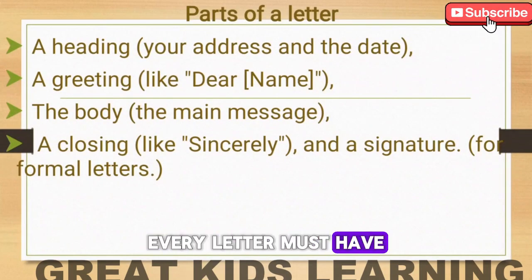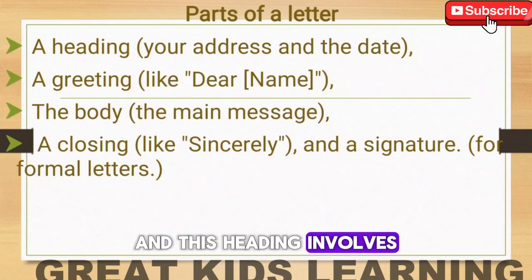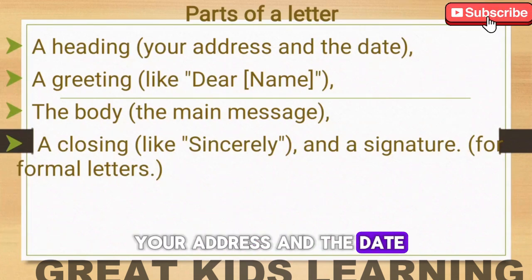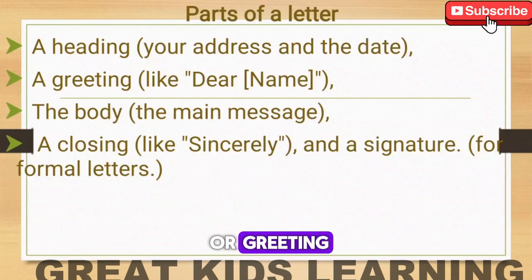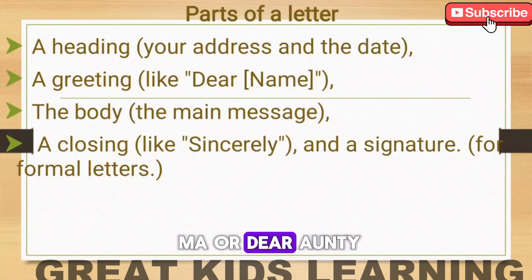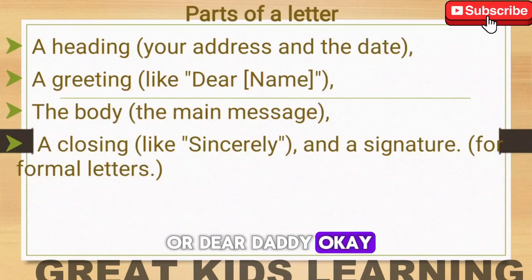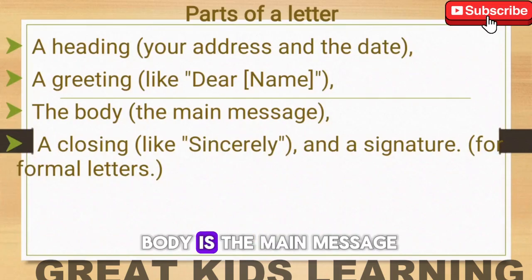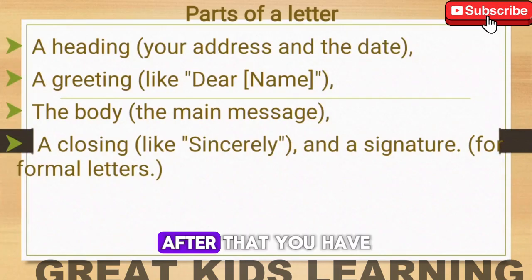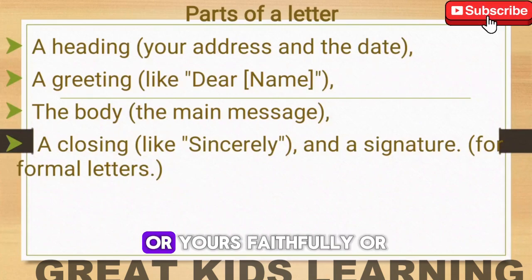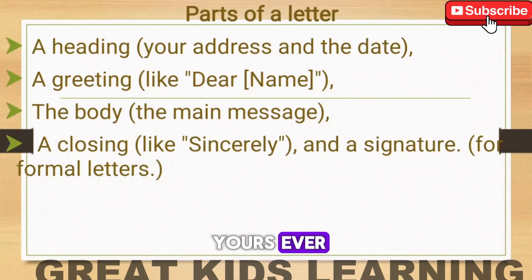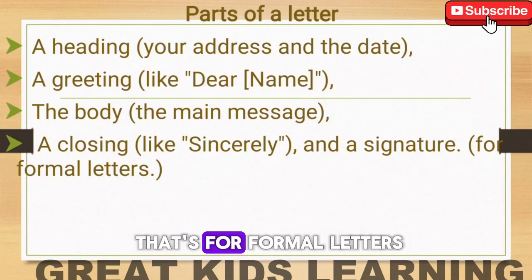So what are the parts of a letter? Every letter must have a heading, and this heading involves your address and the date. Then we have what is called the salutation or greeting. So you use dear, it could be dear ma, or dear auntie, or dear daddy, okay? Then the body is the main message. After that, you have a closing part. Your letter could end with yours sincerely or yours faithfully or yours ever. And then a signature, that's for formal letters.